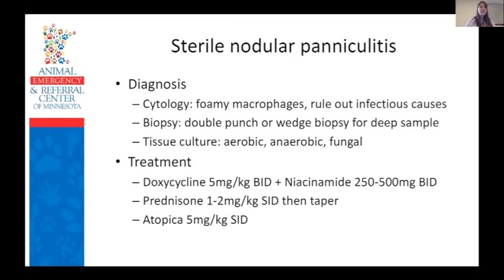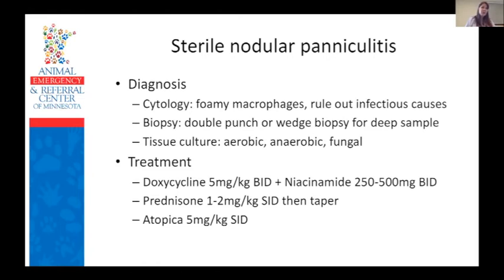Or if you see a bunch of staph, then obviously you're going to do a culture, diagnose that, and start them on antibiotics. But if you're just seeing these foamy macrophages, you're not seeing any infectious organisms, I'm going to be thinking sterile nodular panniculitis, but I'm not just going to jump to that because I don't want to immune compromise a dog that could potentially have something else going on. So I'm going to biopsy them. Have to get the adipose tissue, right? You have to get that subcu layer.